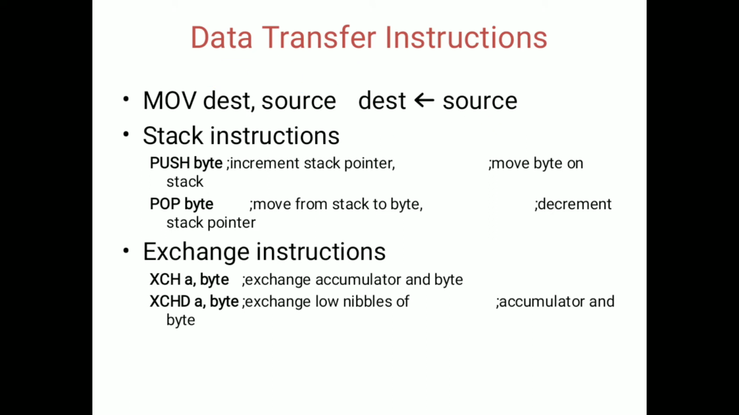So we can transfer data from any source, which can be any memory location, accumulator or any register, and the destination can again be a memory location, any register or any special register.